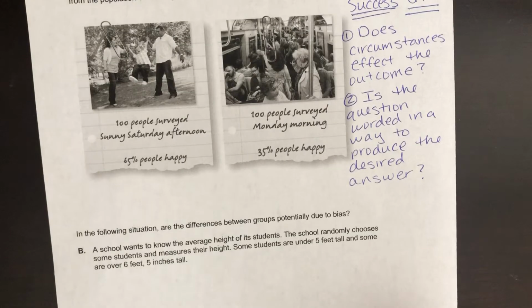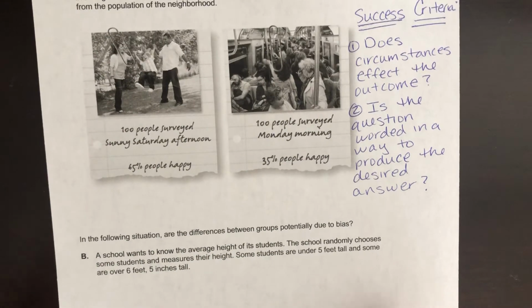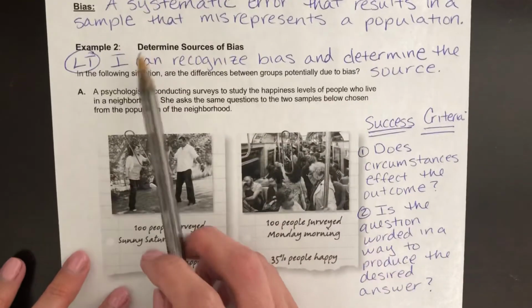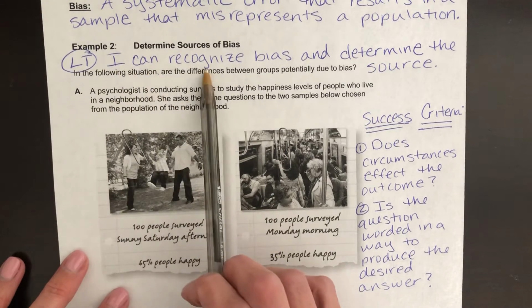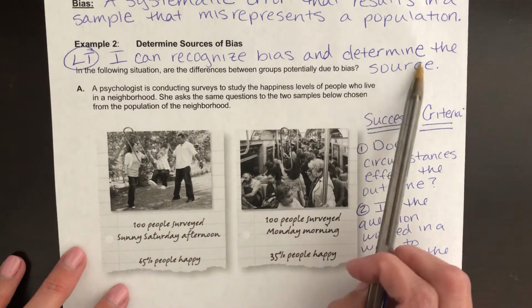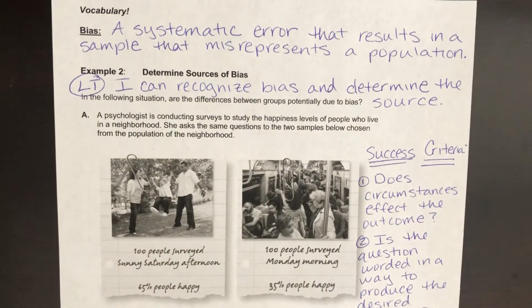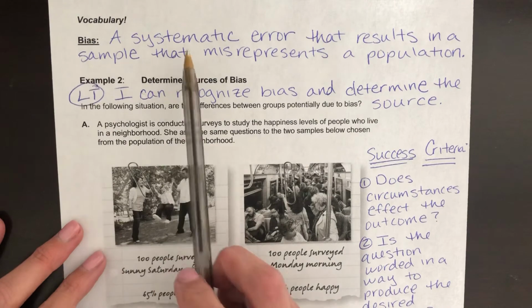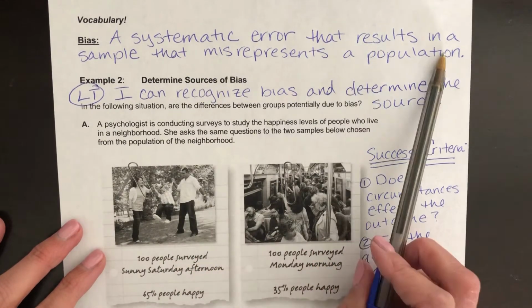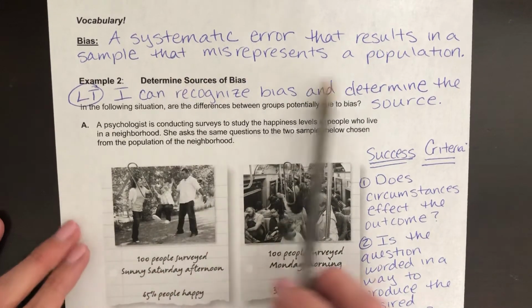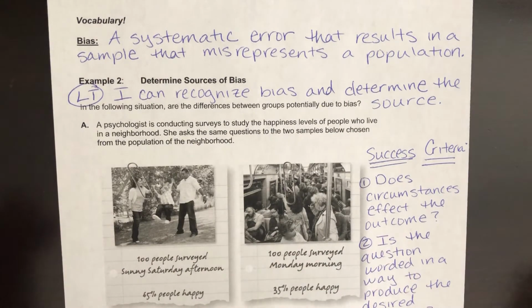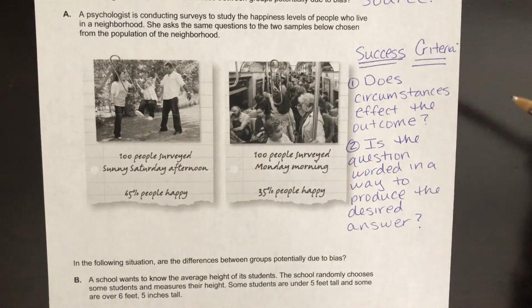Okay, moving on to our second learning target, which is, I can recognize bias and determine the source of that bias. So first of all, what is bias? Bias is a systematic error that results in a sample that misrepresents the population as a whole. And there's a couple ways that this can happen. So that brings us to our success criteria.